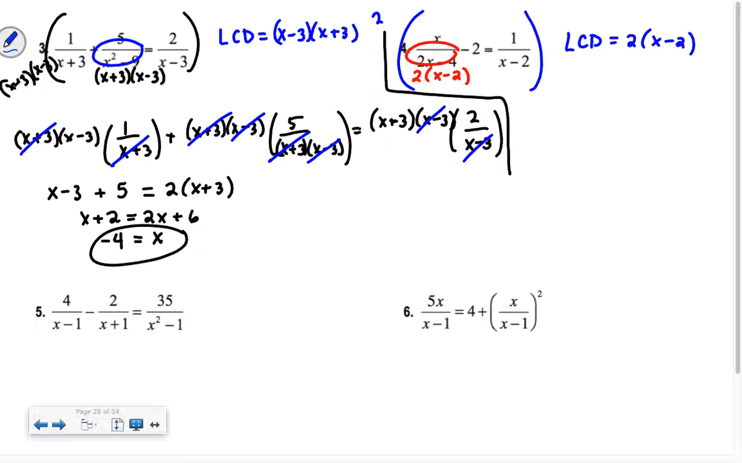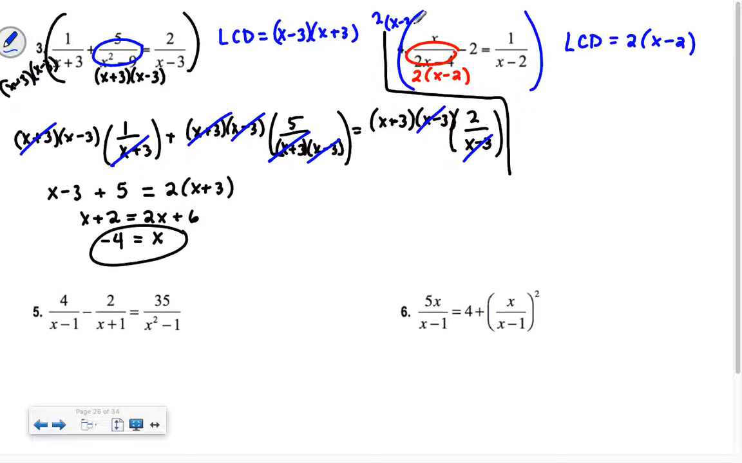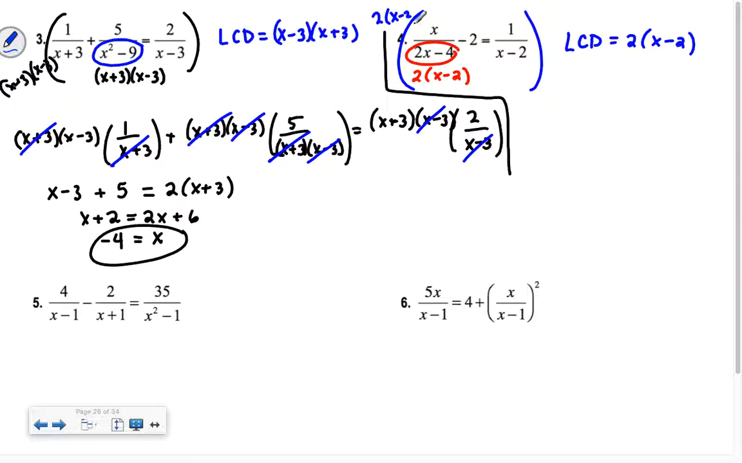Whoops. It still wants to move, doesn't it? I'm too close to the top there. Here we go.